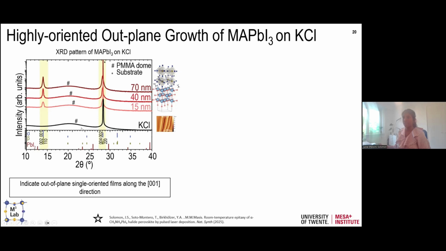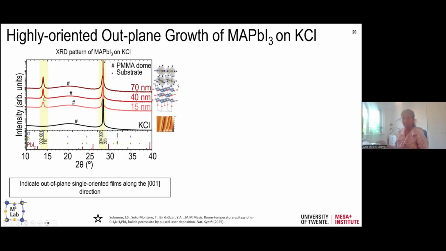And the black pattern is from the potassium chloride substrate. So from this figure, you can see that the yellow highlights show a clear indication of the out-of-plane single-oriented films that are grown for the thicknesses of 70, 40, and 15 nanometer.